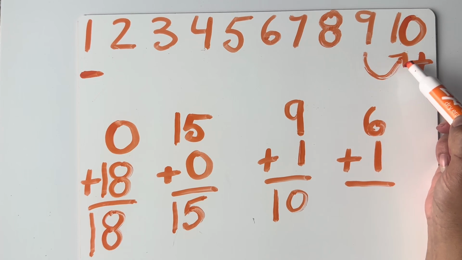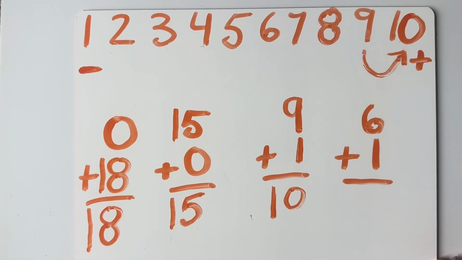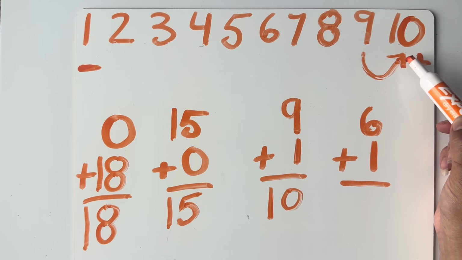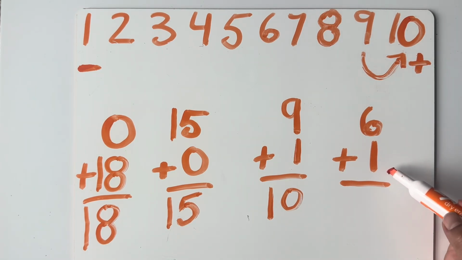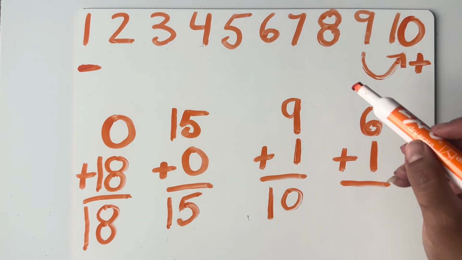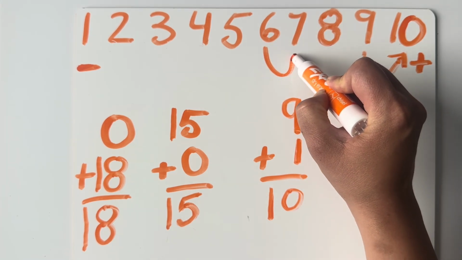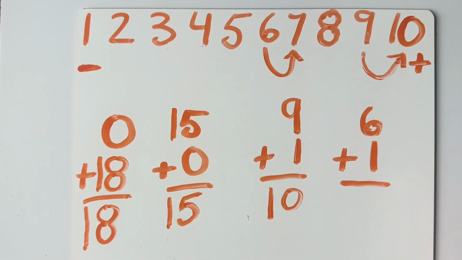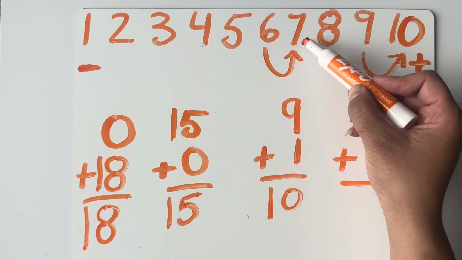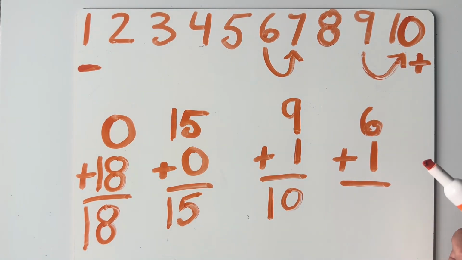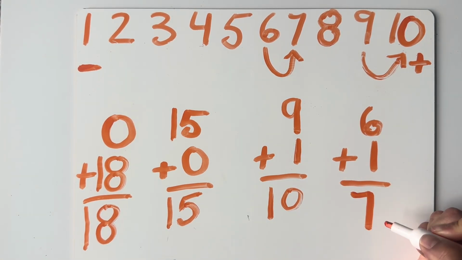It's so much easier to do it on the number line because you can see exactly what number comes after each number. Let's do 6 plus 1. On the number line, what comes after 6, Brendan? 7. Good. Because 1 plus a number is the very next number, which means 6 plus 1 equals 7.